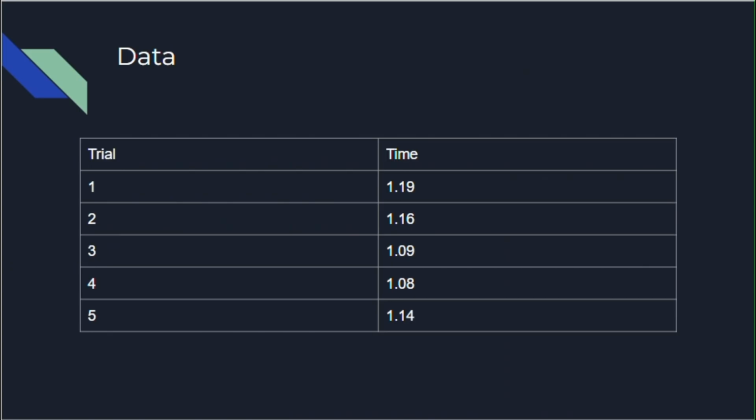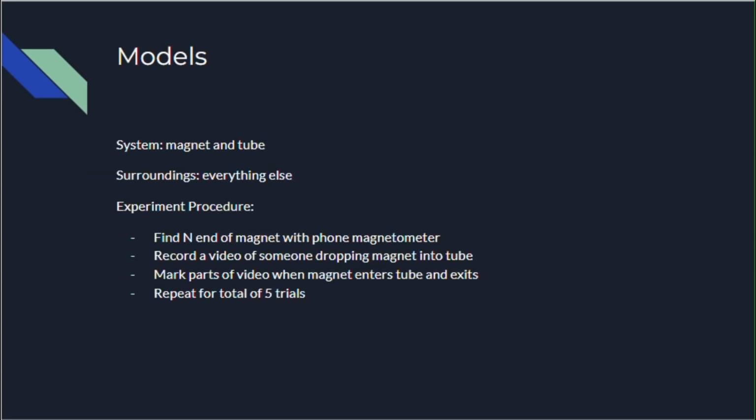So here's the data for our lab. For this lab, we did 5 trials, and I'll explain it in the next video, but here's the data. The system is the magnet in the tube, the surroundings is everything else, and the experiment procedure was we found the north end of the magnet with the phone magnetometer. We recorded a video of someone dropping the magnet into the tube. We marked the parts of the video where the magnet enters the tube and exits for the time, and repeated that for a total of 5 trials.